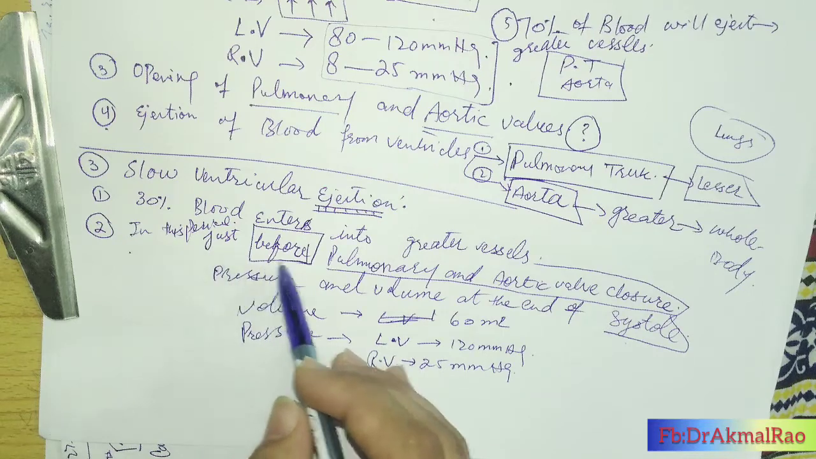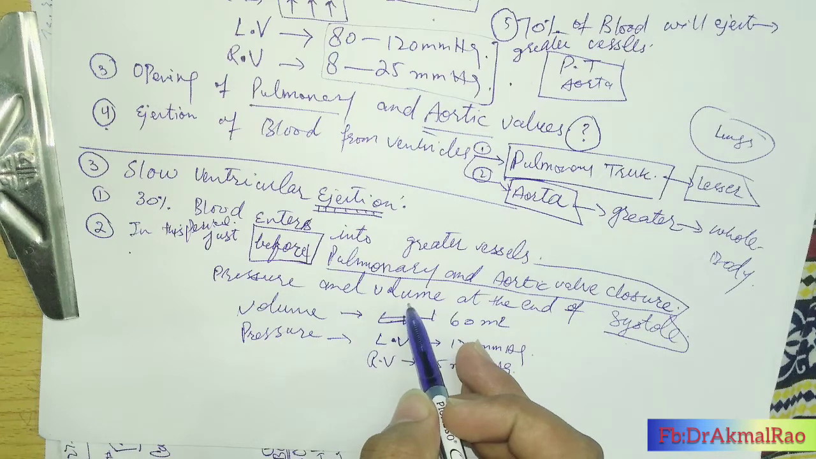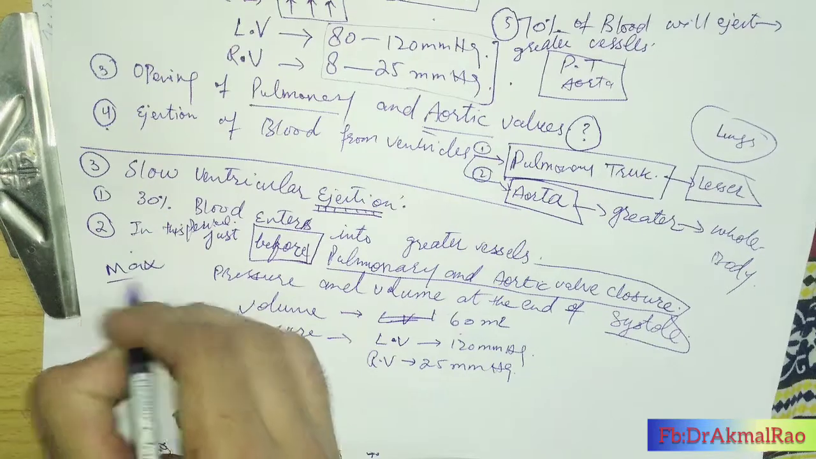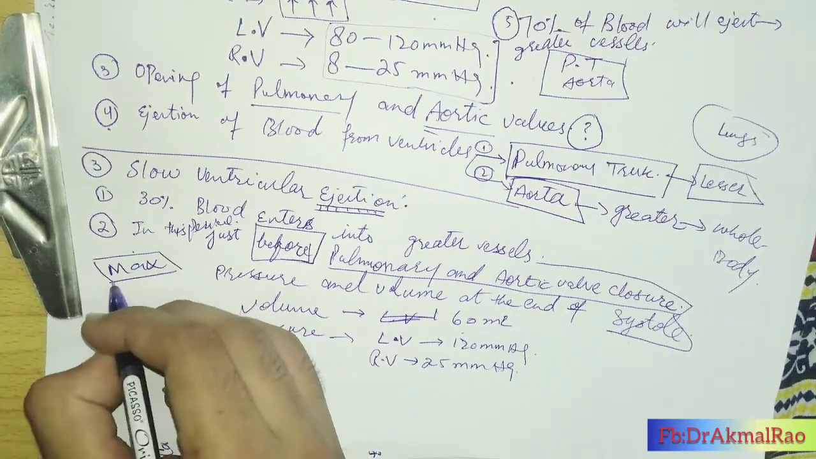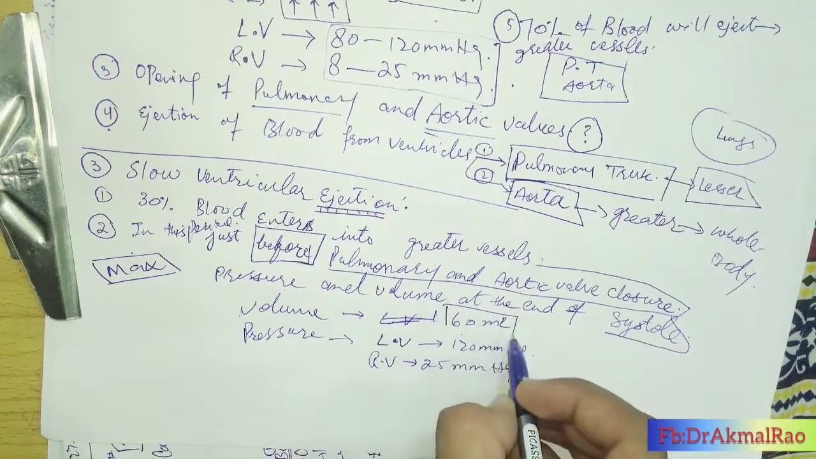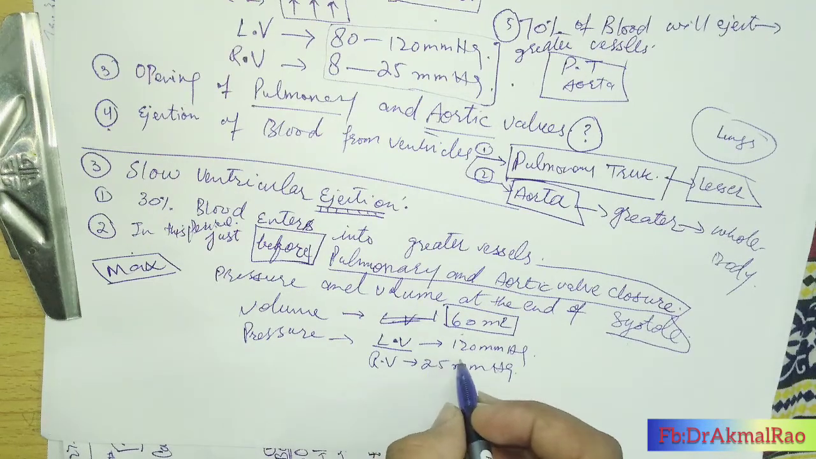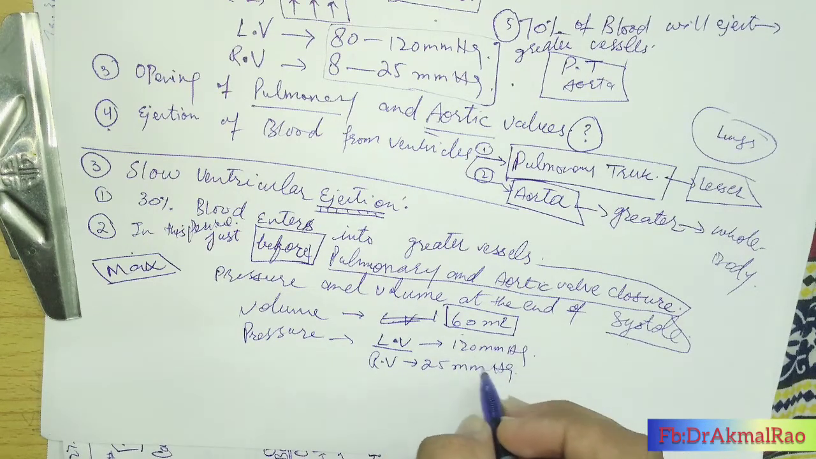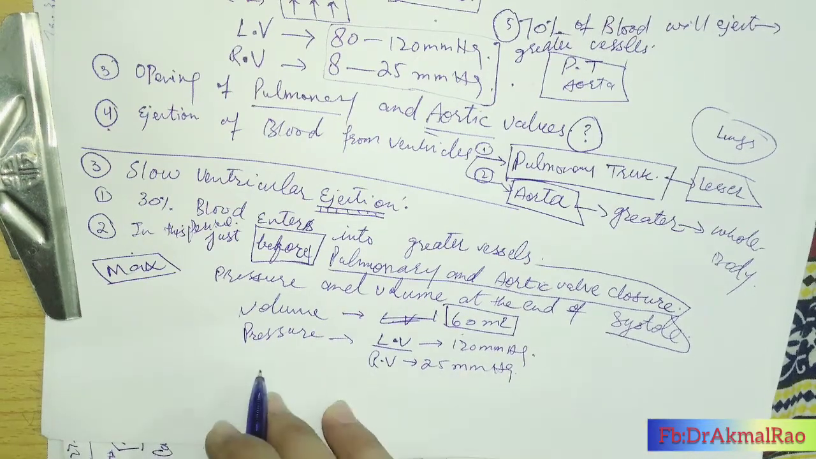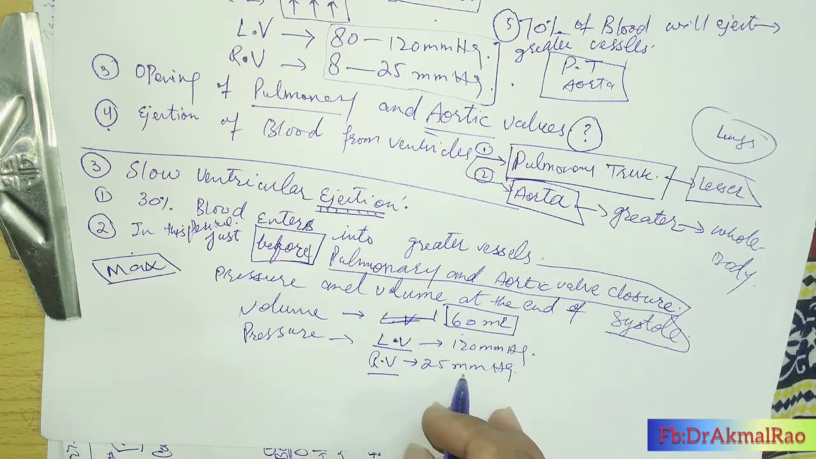In this period, just before the pulmonary and aortic valve closure, the pressure and volume are at their peak. It means max pressure, max volume. The volume will be 60 ml and the pressure in the left ventricle will be 120 mmHg, because it has to eject blood towards the systemic circulation, or you can say towards the body. And the pressure in the right ventricle will be 25 mmHg.